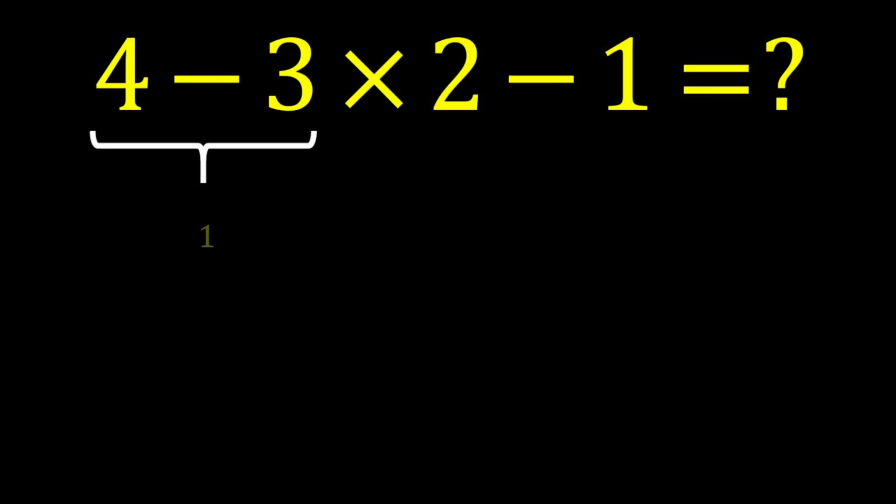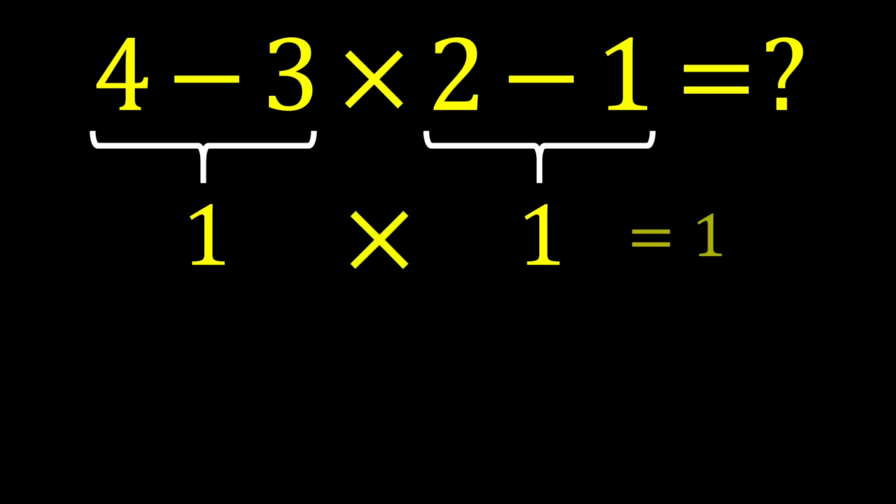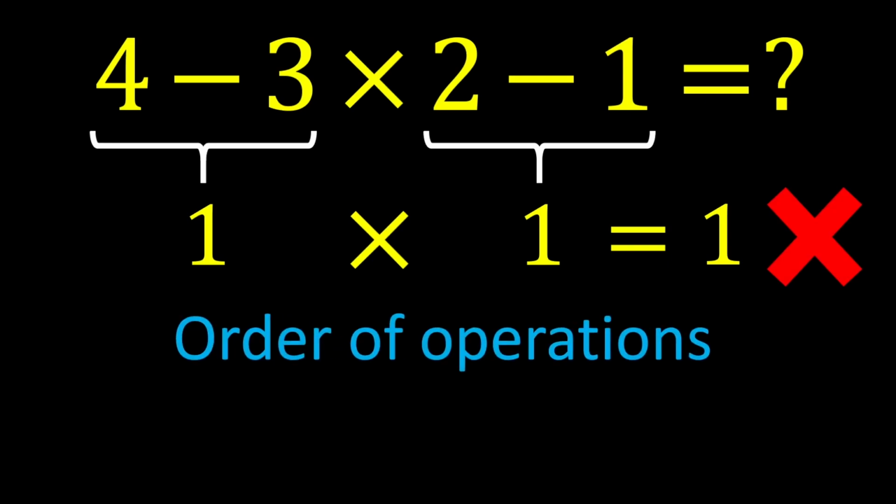Four minus three equals one, and then two minus one equals one. Finally, one multiplied by one equals one. But this answer is not correct, because we did not follow one of the most important rules in mathematics, called the order of operations. The order of operations is commonly known by the acronym PEMDAS.